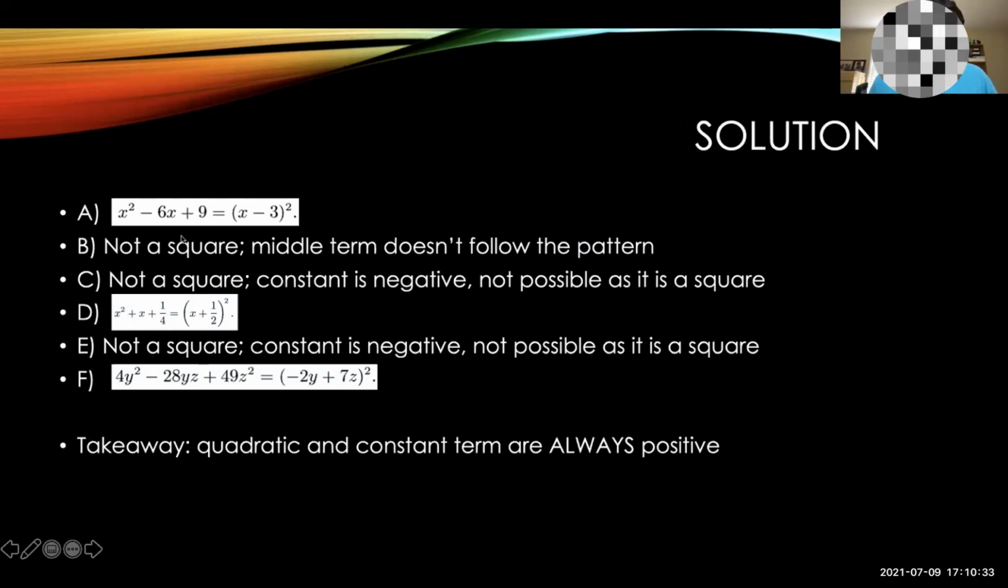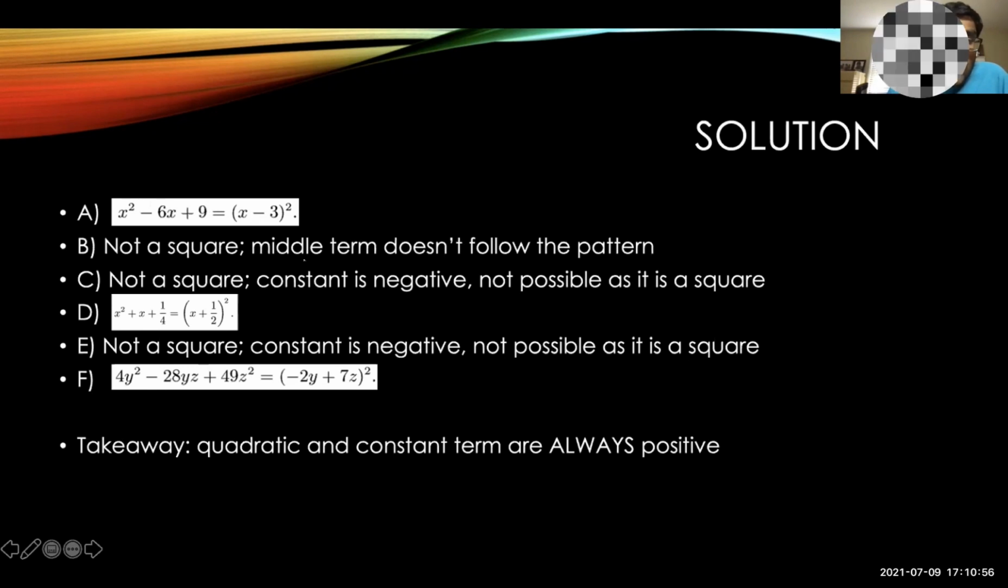So for this one, the answer to A was x squared minus 6x plus 9. What you see here is that A would be x and B would be 3. And when you square this out, you realize that you get the x squared, you get the 3 squared, and then you get 2 times A times B, which would be negative 6x, which is how you get this.